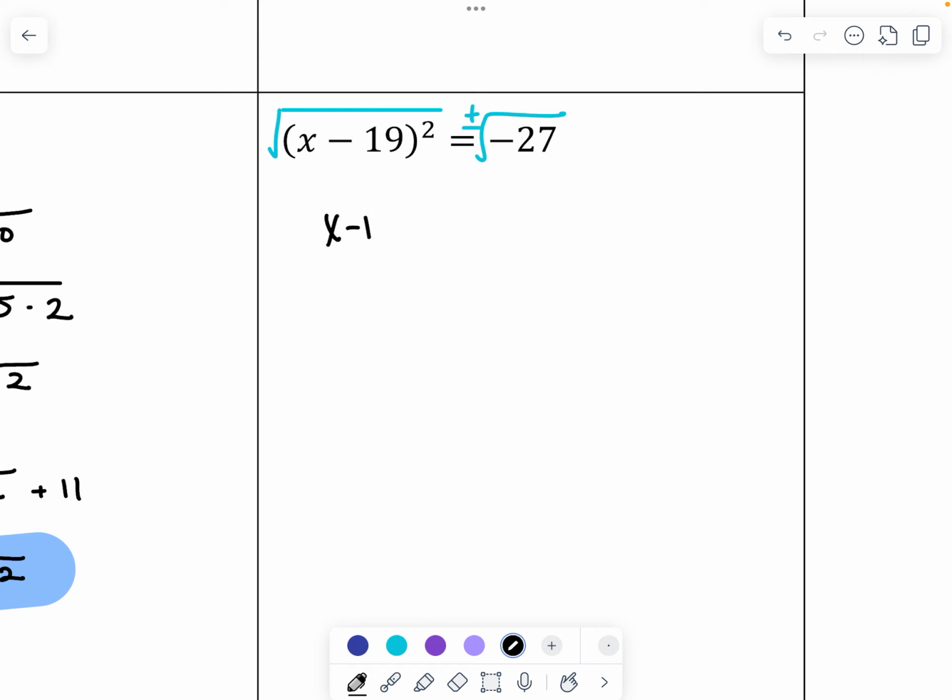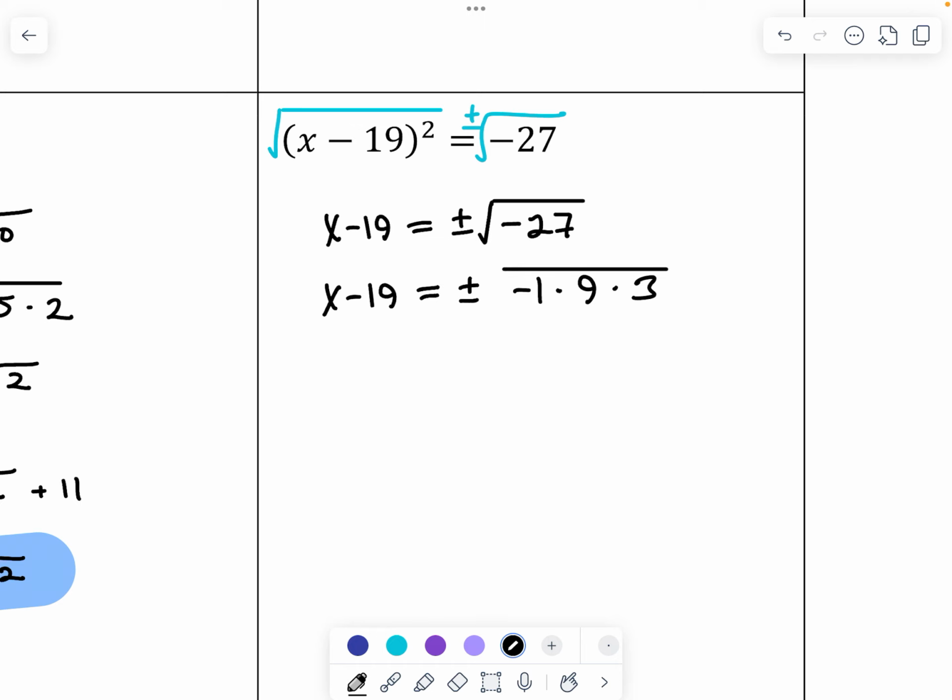So we have x minus 19 equals plus or minus root 27. 27 is not a perfect square number. However, it is divisible by a perfect square number, being 9. We're going to break this up into its negative part, its perfect square part, and whatever's left over. At this point, we're still just simplifying the radical. Root 9 is 3, root negative 1 is i, and then the last 3 stays.